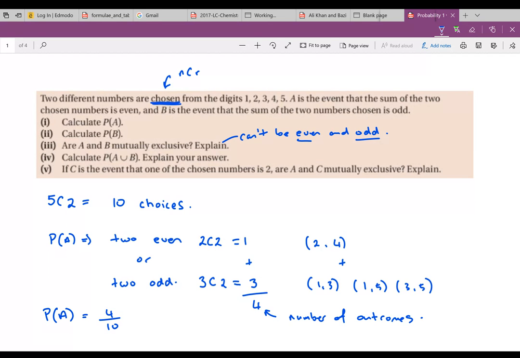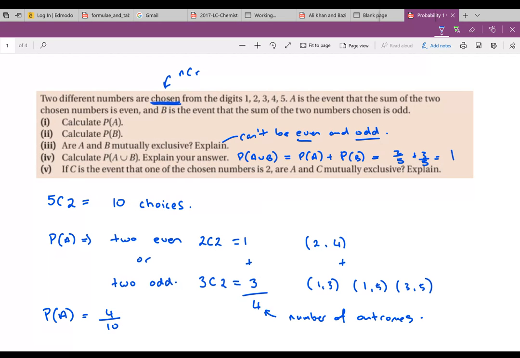To calculate the probability of A union B, remember you have 2 formulas. You have a formula if they are mutually exclusive, and you have a formula if they are not mutually exclusive. They are in your PowerPoint, so have a look. So the probability of A union B is the probability of A plus the probability of B, which is 2 over 5 plus 3 over 5, which makes sense in this case to be 1. So either they add up to even numbers or they add up to odd numbers. There is no other alternative.